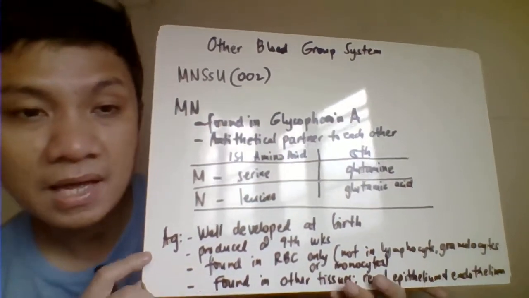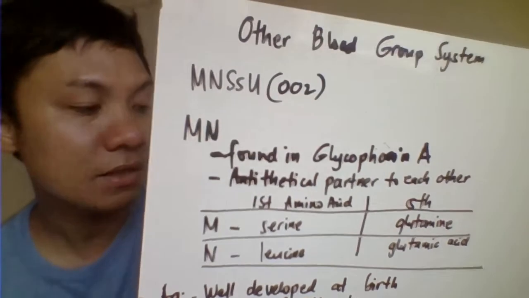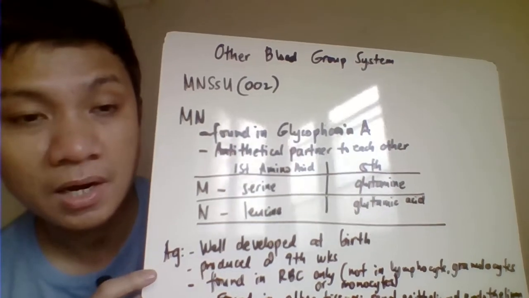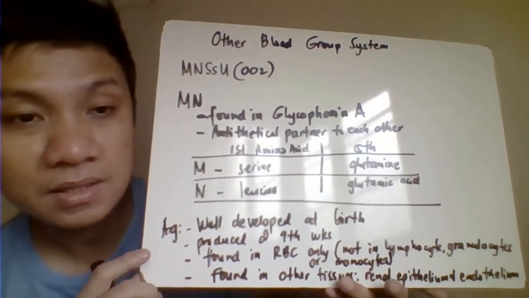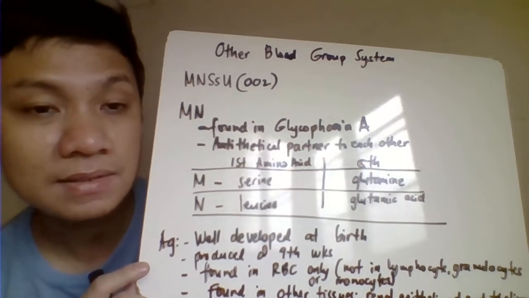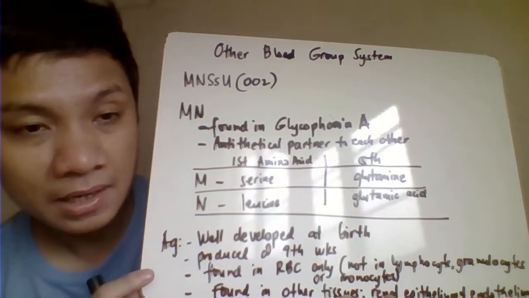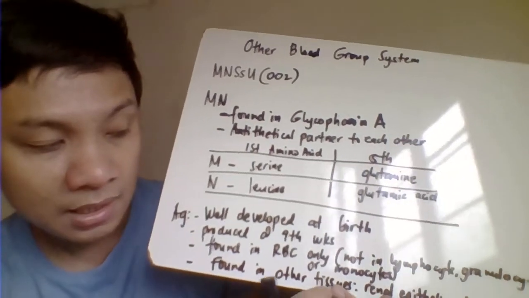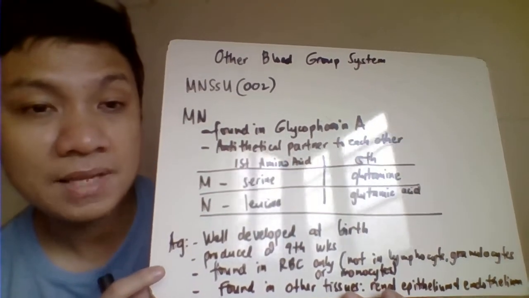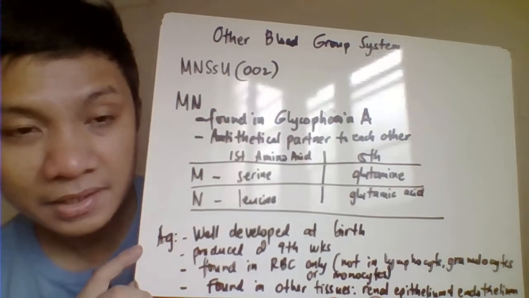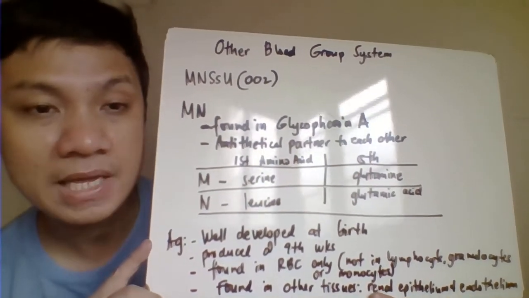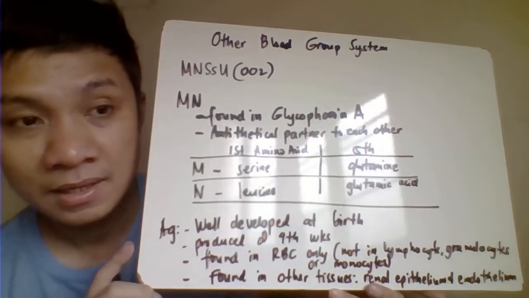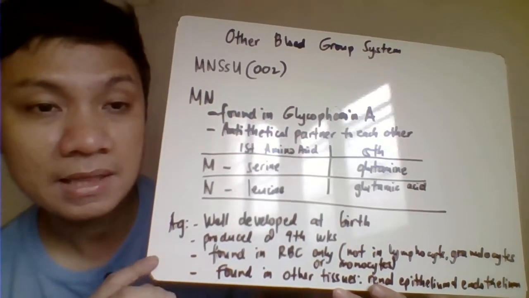Okay, so we have the antigens related to both the M and N blood group systems. They are well developed at birth, and they are usually produced as early as 9 weeks. Since they are found in the outer membrane, they are usually destroyed by our enzyme treatment. This antigen can be found only in our blood cells in the form of the RBC. So we see it only on the RBC membrane among our blood cells.